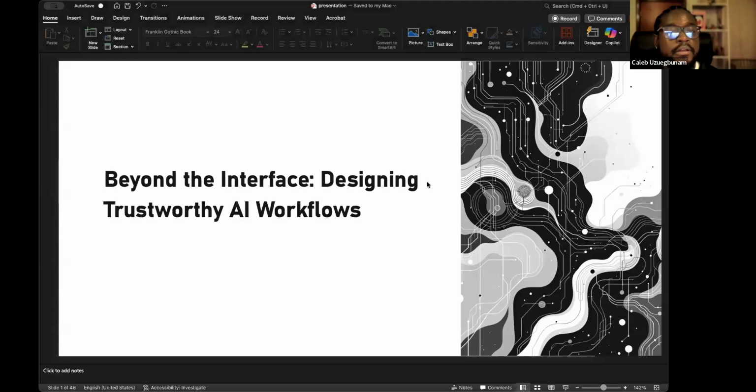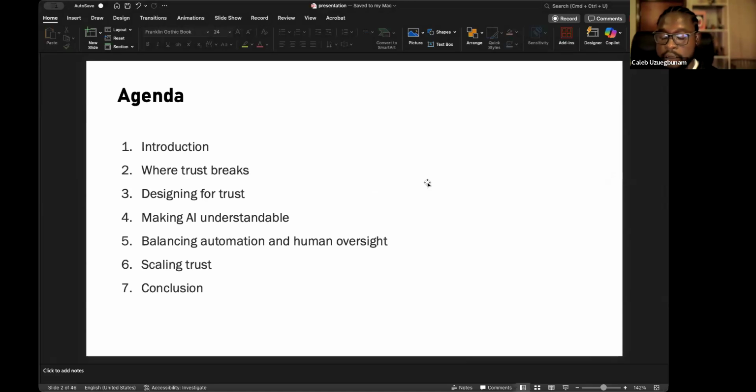Let's keep going. In this session, I'll be introducing the topic, of course, but I'll also be talking about things like where trust breaks, designing for trust, making AI understandable, balancing automation and human oversight, scaling trust.